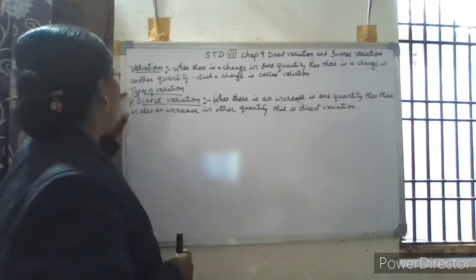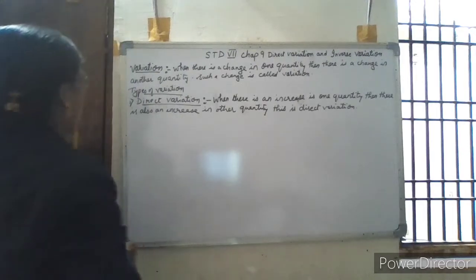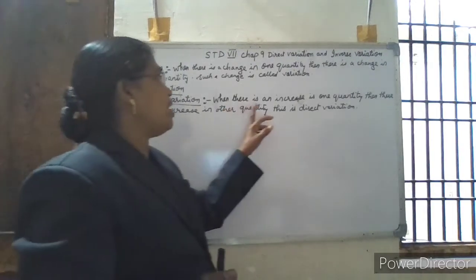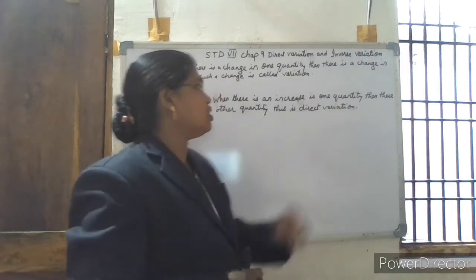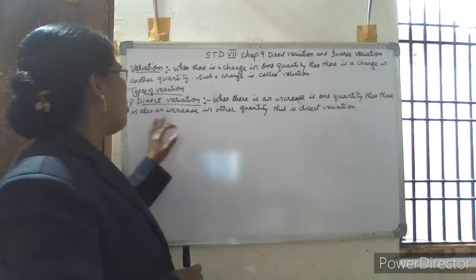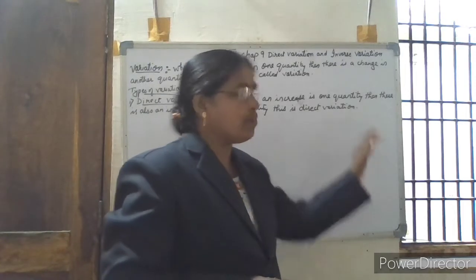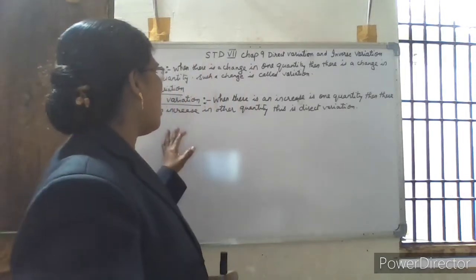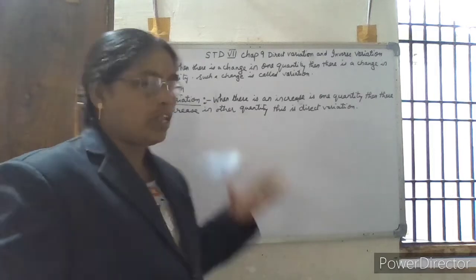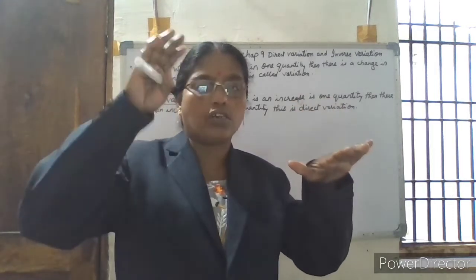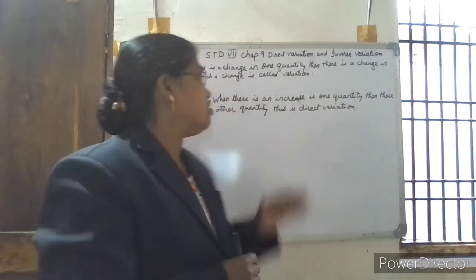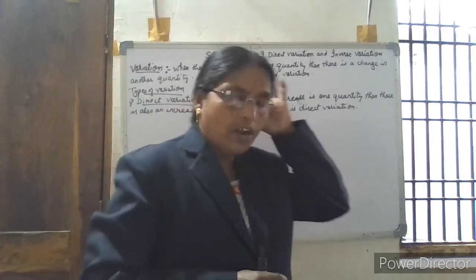Now, for the type direct variation, when there is an increase in one quantity, then there is also an increase in another quantity. This is direct variation. When there is an increase in one quantity, the other quantity also increases. Such a change is called a direct variation.